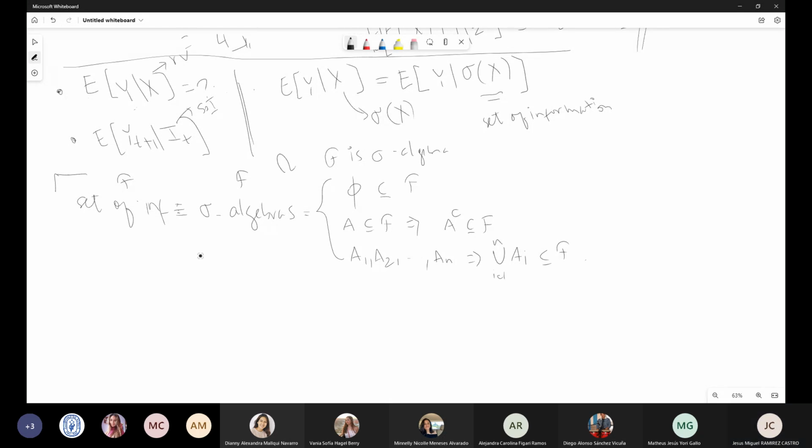Dado un espacio muestral no vacío, F está formado por subconjuntos de aquí. Entonces, esto es sigma álgebra si cumple estas propiedades. Ahora, ¿cuál es el menor sigma álgebra que podemos construir tal que cumpla estas tres propiedades? El más pequeño, ¿no? Tiene que estar el vacío, comencemos con eso. ¿Qué más tendría que estar?